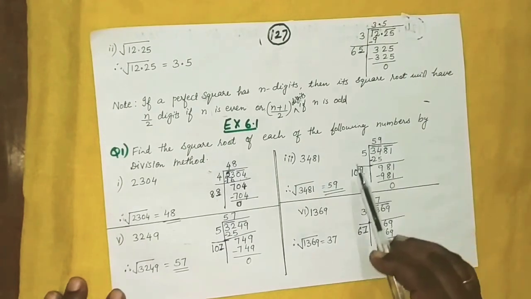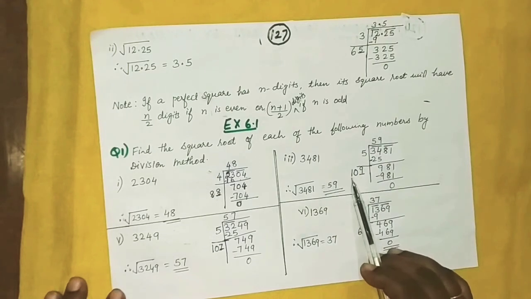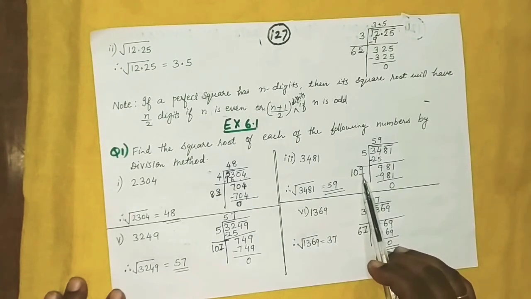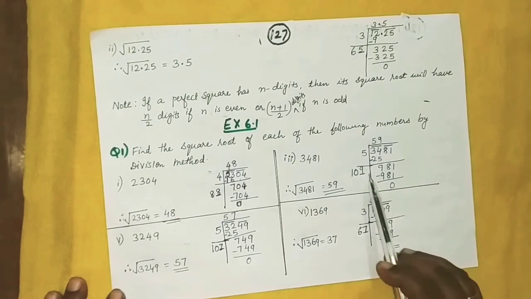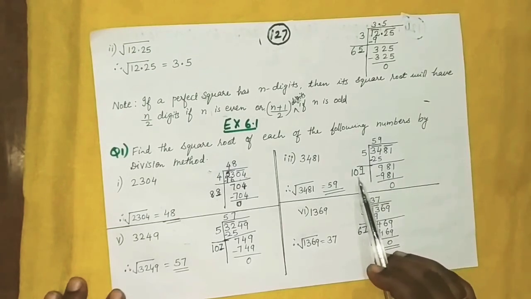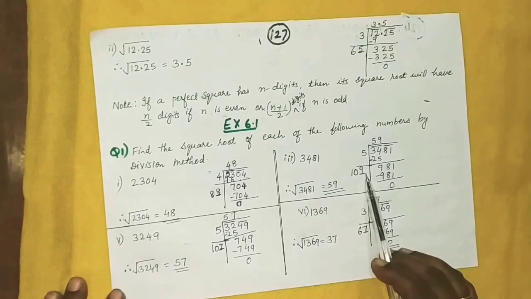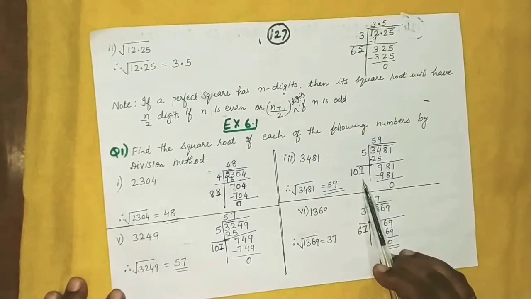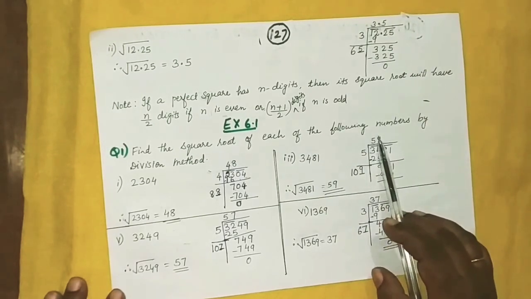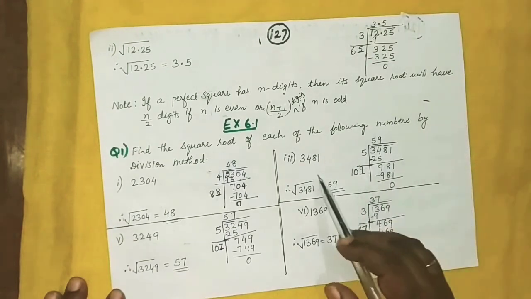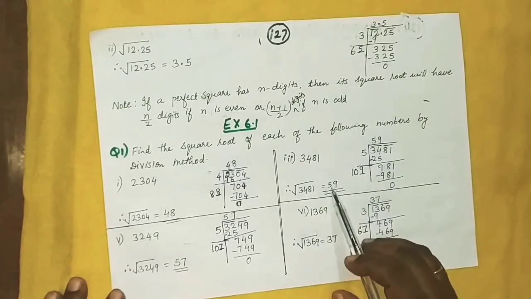Now 5 2s are 10. We got the number here. Now here one more digit we have to write, such that 1 should come at the end. That same digit we will multiply with this number. So we are writing 9. So 109 into 9. Remember, the same digit we will multiply. 109 into 9 is what? 981. So we can write 9 in the quotient. So what is the square root of 3481?